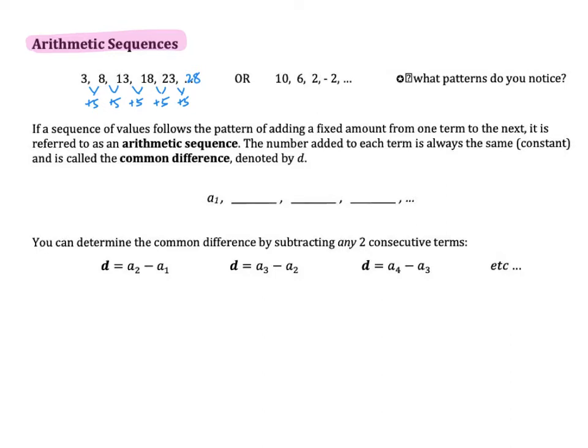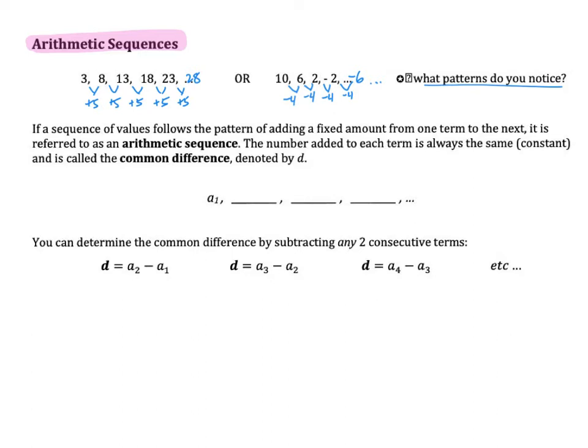Let's look at the next one. So it says, what patterns do you notice? Well, here, what am I doing? I'm subtracting 4. I'm subtracting 4 again. I'm subtracting 4 again. If I kept up with that pattern, I would get a -6, and then it would keep going. So hopefully you're saying, okay, well, if I asked you what is an arithmetic sequence, those are two examples of an arithmetic sequence.